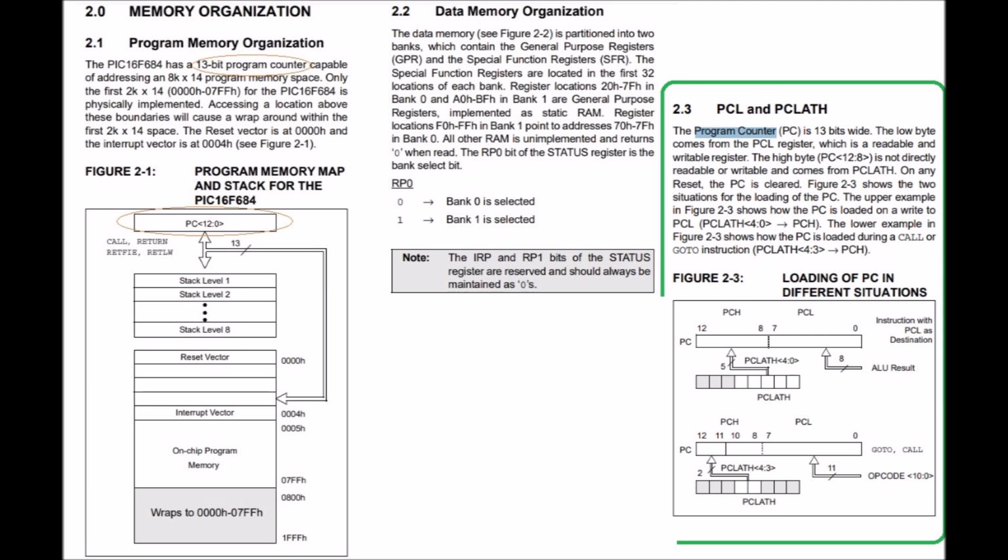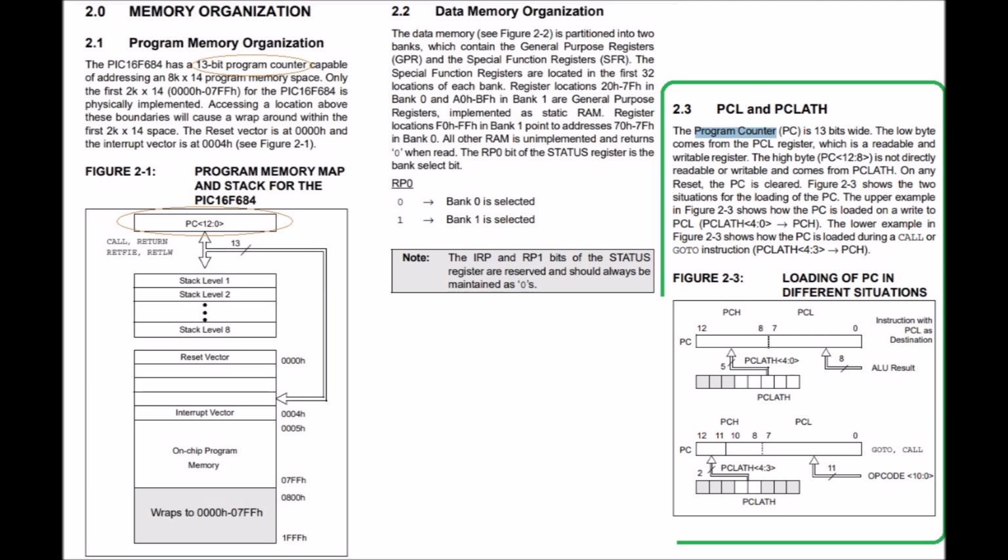Size. The PC program counter in the PIC16F684 is typically 13 bits wide, allowing it to address up to 8K words of program memory. However, since the PIC16F684 has only 2K words of program memory, the higher bits of the program counter are not used in this specific model.